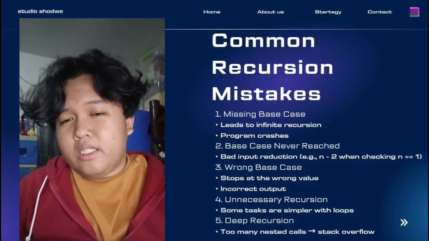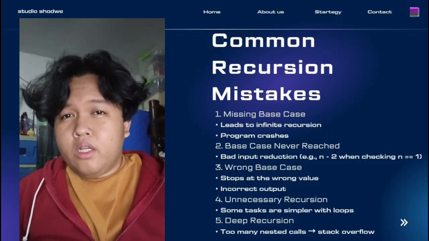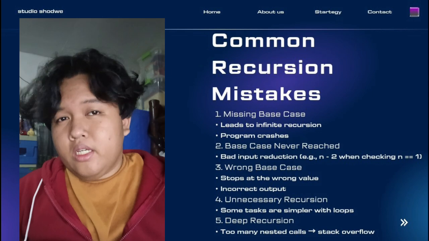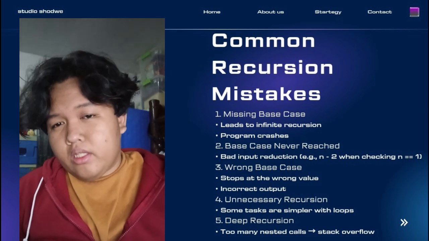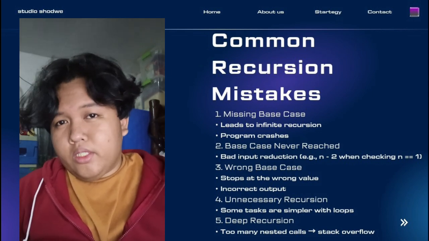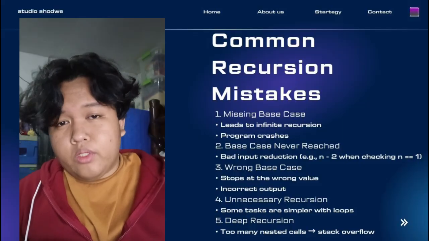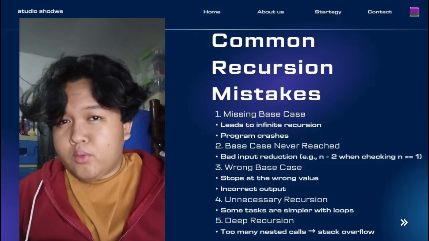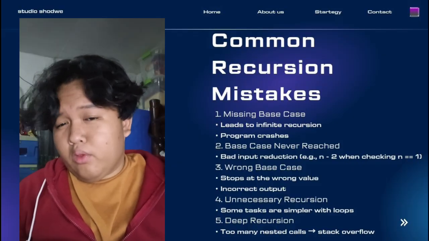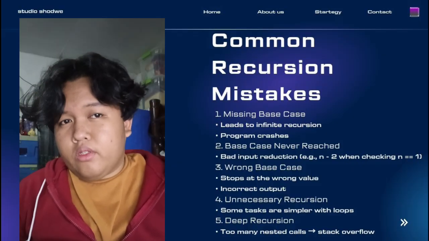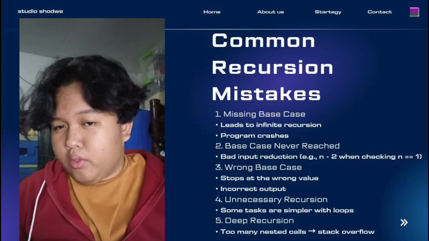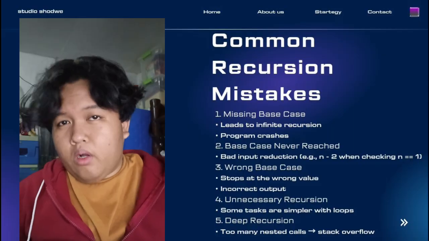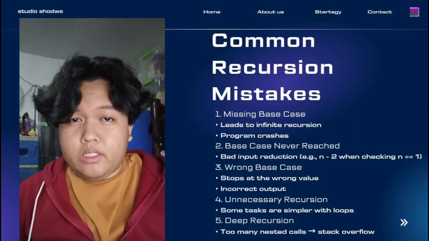The second mistake is the base case that never happens. Here, the base case does in fact exist, but the function changes the input so it never actually reaches the condition. This often happens when the input moves in steps that skip the target value, like subtracting 2 but expecting to land on 1. The result is still infinite recursion because the stopping point is impossible to reach.